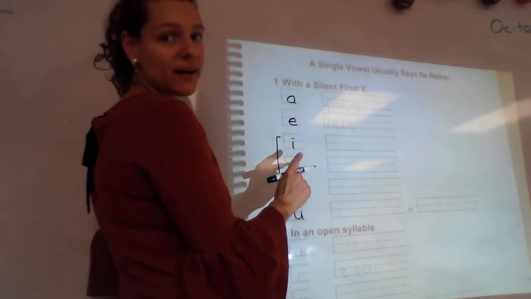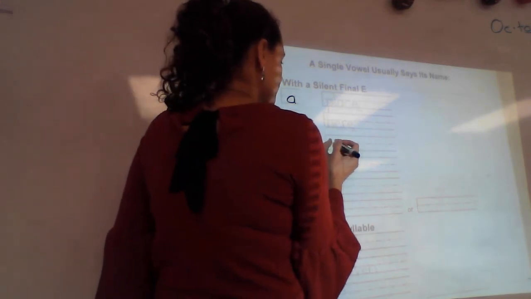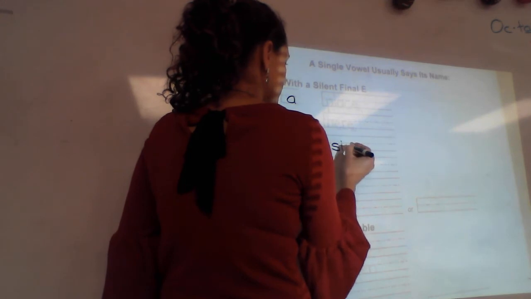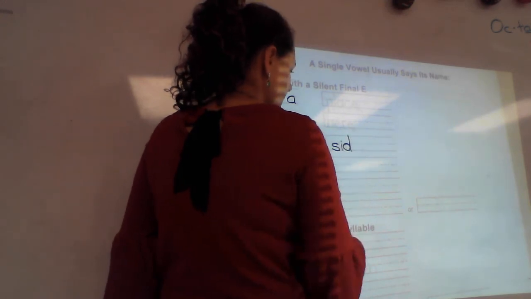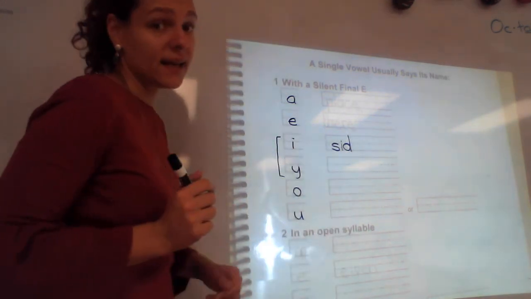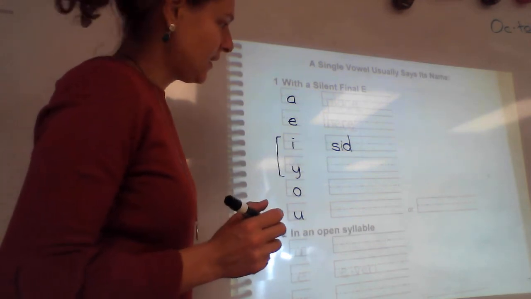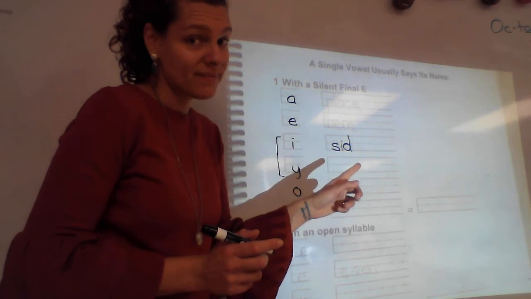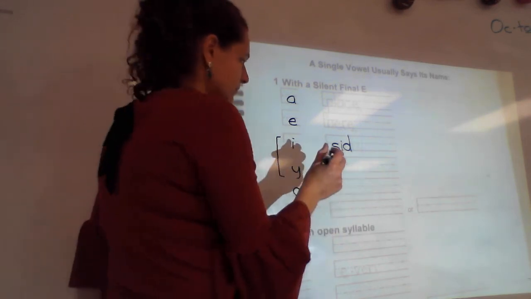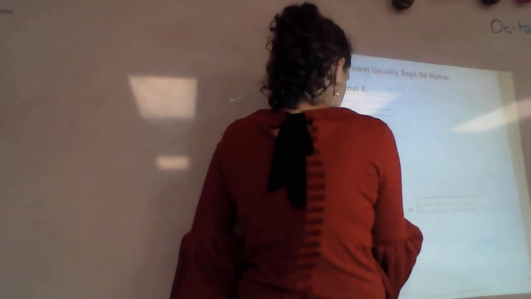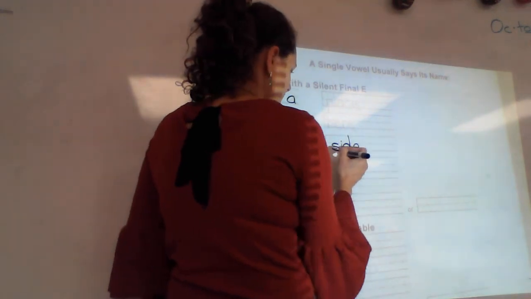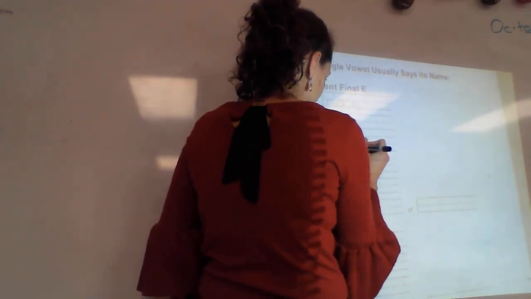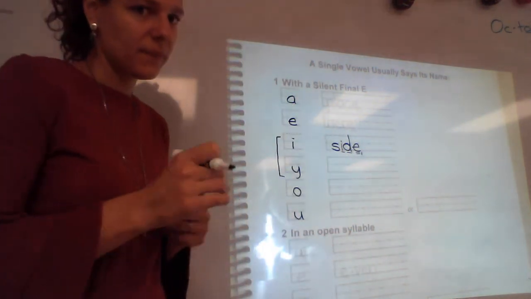All right, class, what did you write to spell side? Good. And see, right now this says Sid. This can't say I if there's not something letting it say its name. So what do we need to add? Good. Silent final E, job 1. Then we go back to the beginning and mark the whole job.